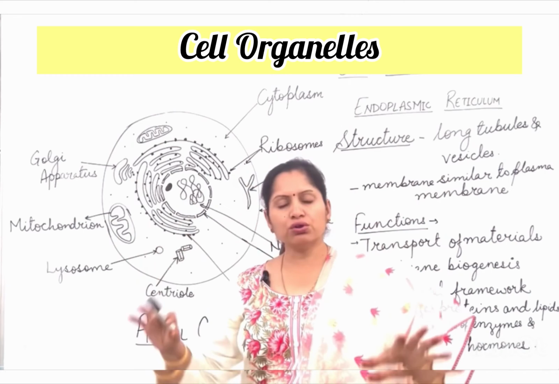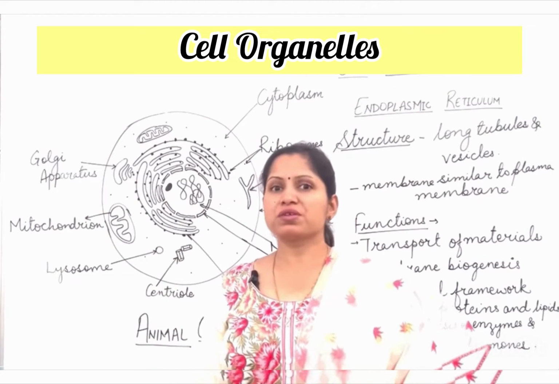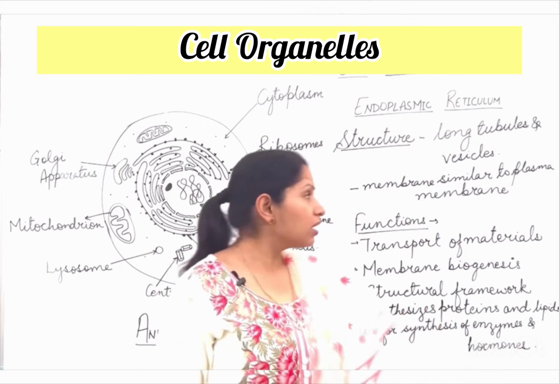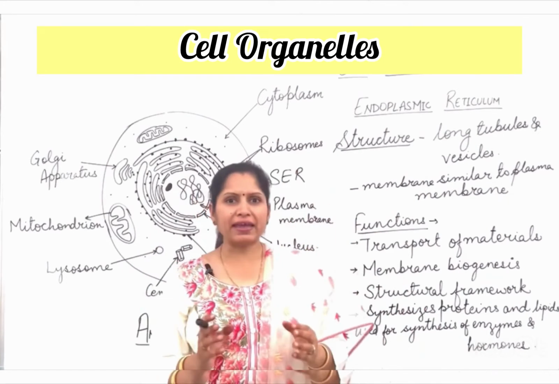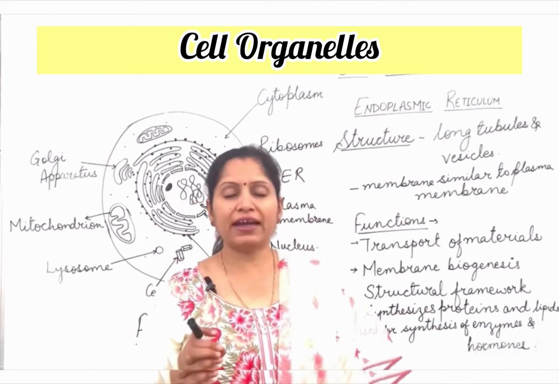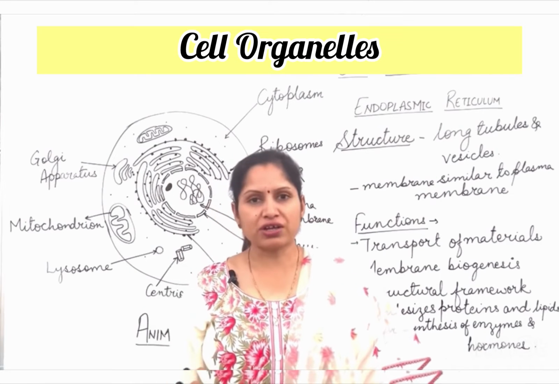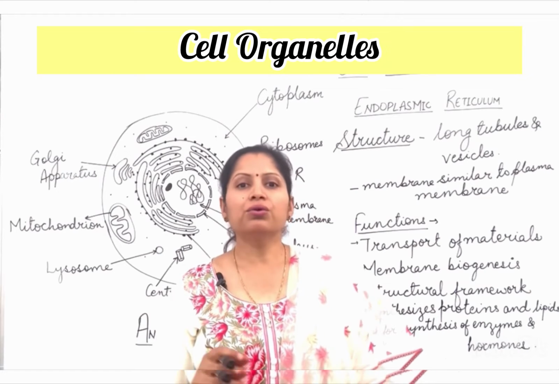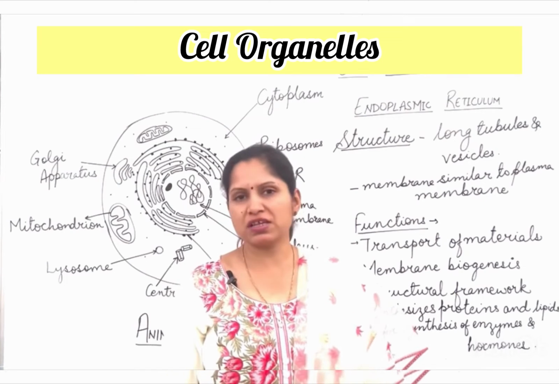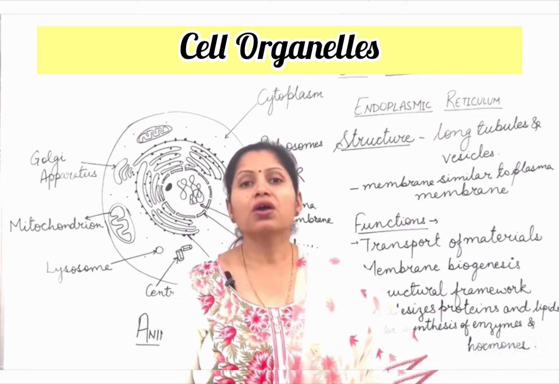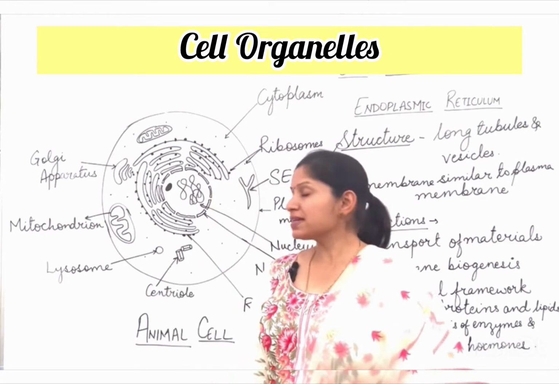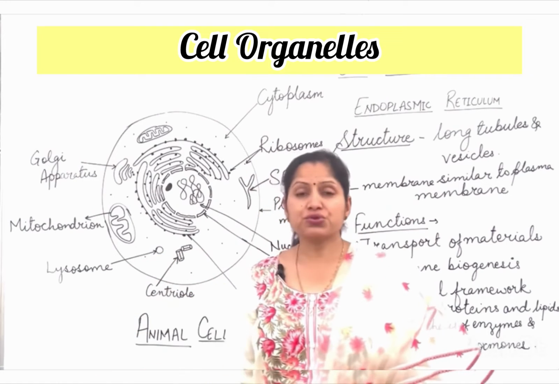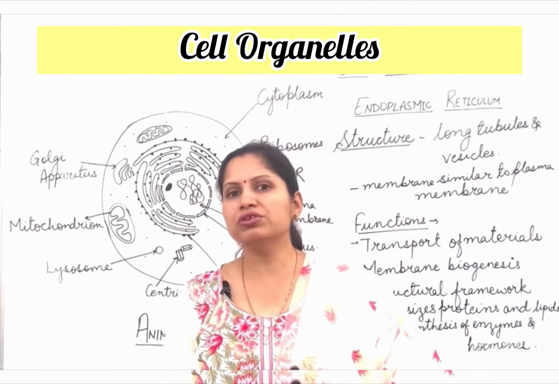So it's present all over the cell, and so it forms a basic structural framework of a cell. Apart from that, if you microscopically observe the endoplasmic reticulum, its structure is similar to that of plasma membrane. So the structure of plasma membrane and endoplasmic reticulum are similar. One more thing that you can observe is endoplasmic reticulum is having a single membrane. So it's a single membrane bound structure.